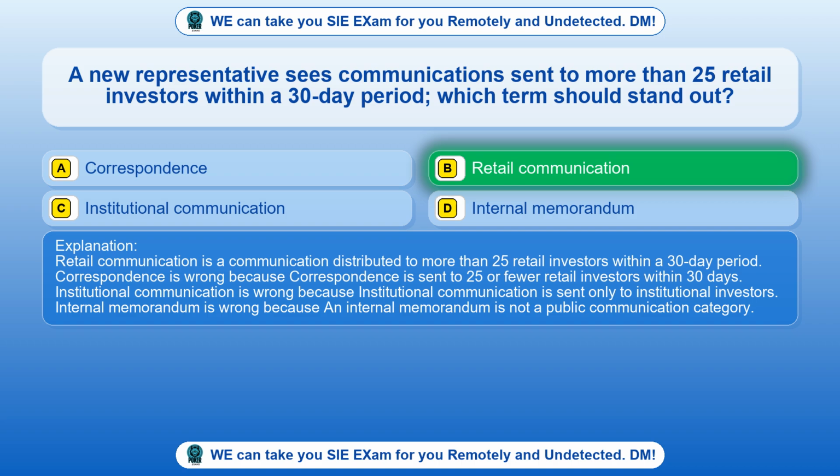Correspondence is wrong because correspondence is sent to 25 or fewer retail investors within 30 days. Institutional communication is wrong because institutional communication is sent only to institutional investors. Internal memorandum is wrong because an internal memorandum is not a public communication category.